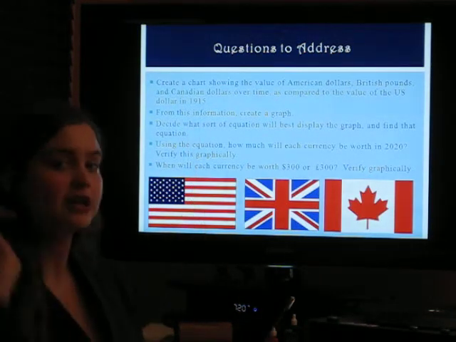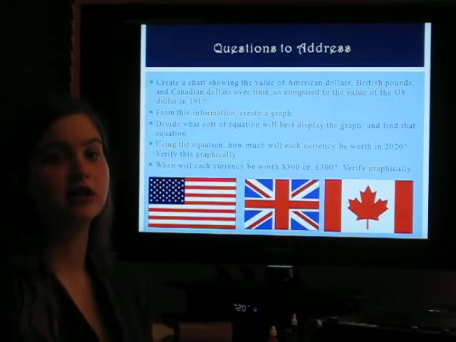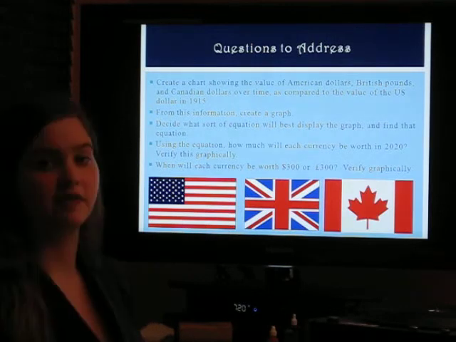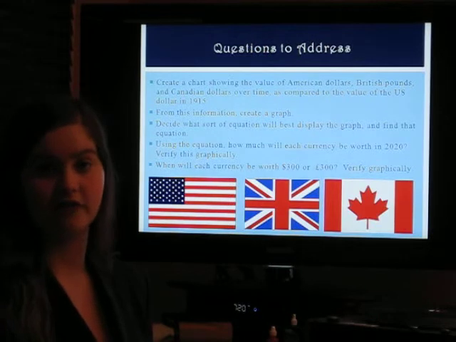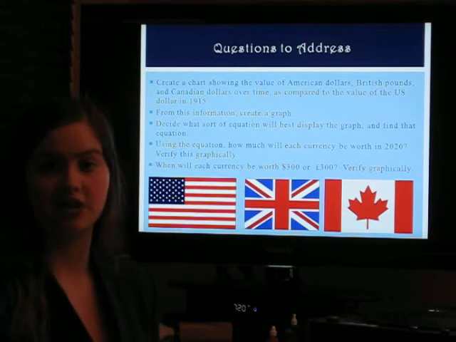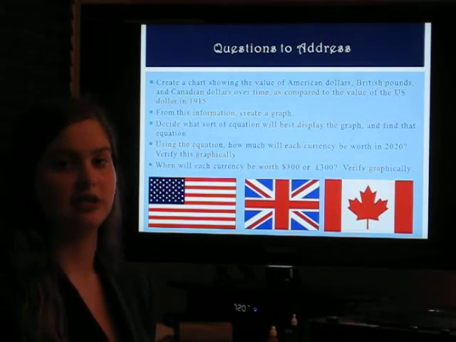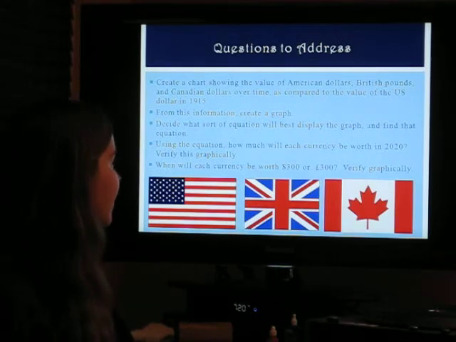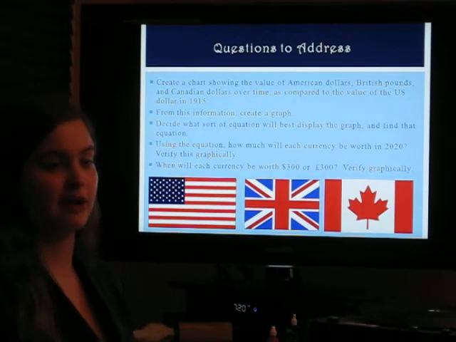First of all, I will create a chart showing the American dollar, the Canadian dollar, and the British pound as compared to a standard, the value of the US dollar in 1915. And then I will create a graph from that data, and based on the graph, decide what type of equation would best model that data, and then find the equation for each currency. And then I will answer the question, how much will each currency be worth in 2020, and then I will verify that graphically.